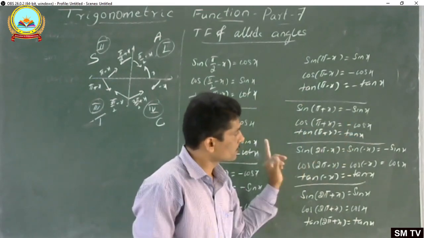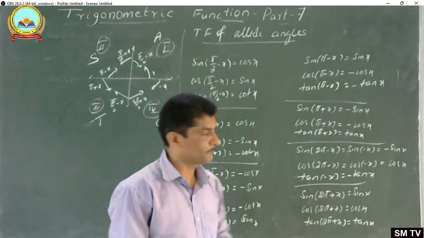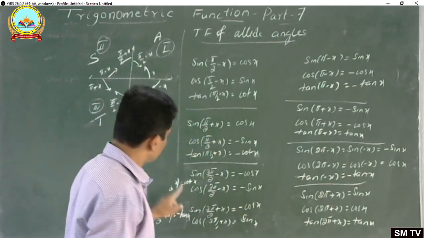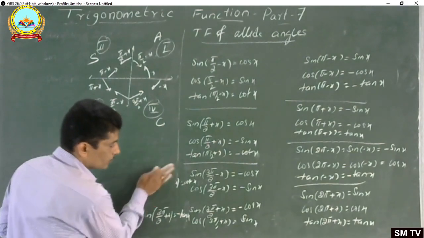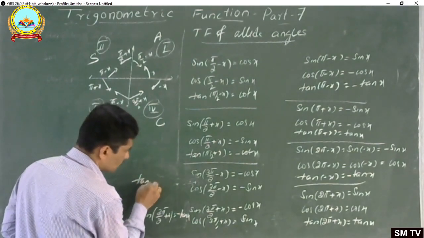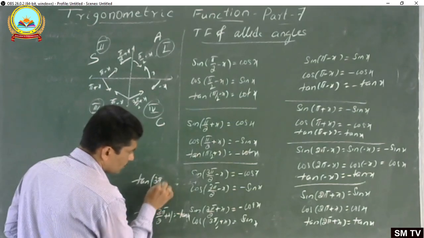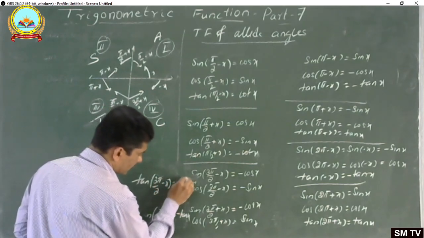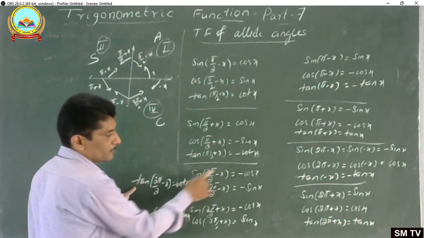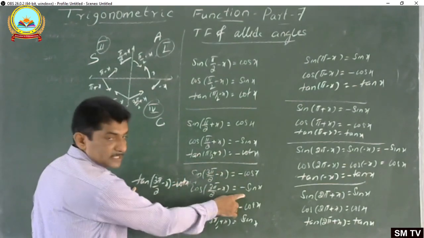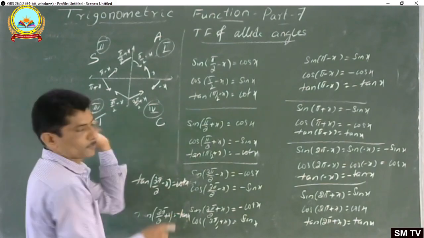Tan positive means cot positive. Is it clear? And 3 pi by 2 minus x lies in the third quadrant. Here you know that tan of 3 pi by 2 minus x is equal to cot x. Here tan positive, sin negative, cos negative, so cosecant negative. Cos negative means secant negative. Tan positive means cot positive.